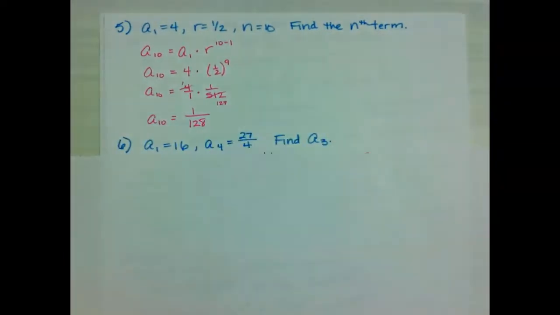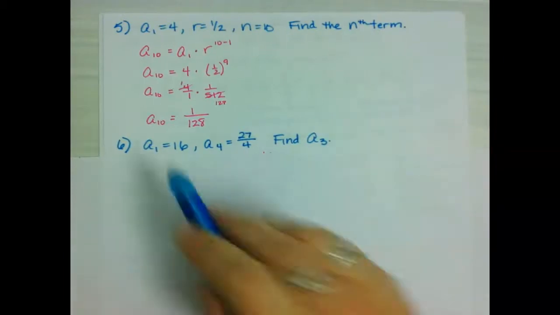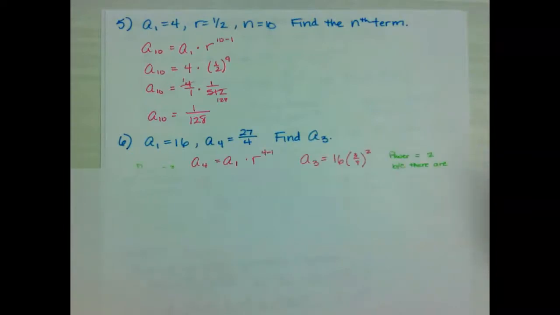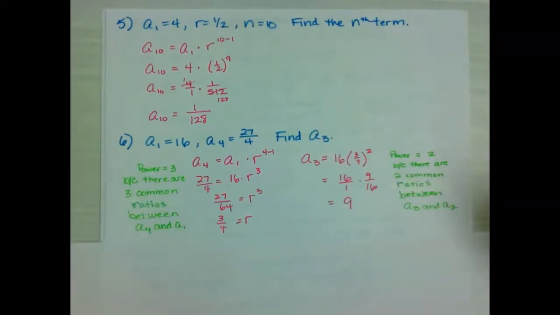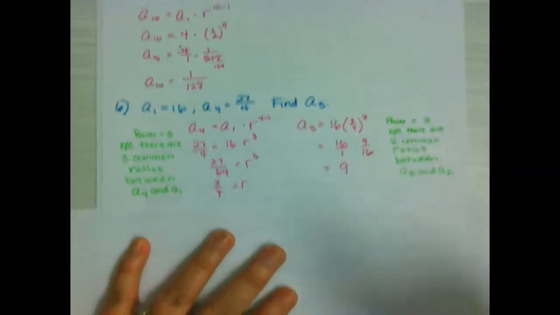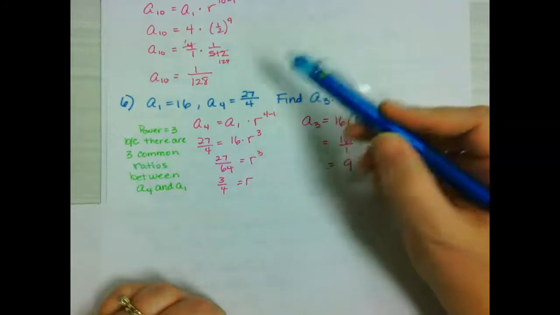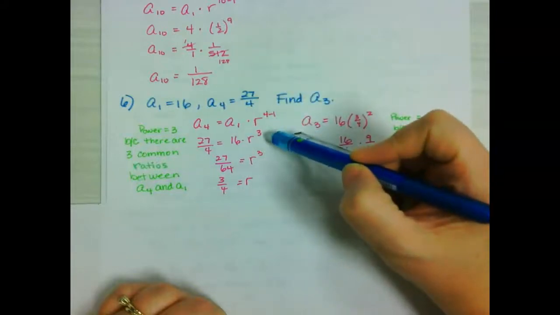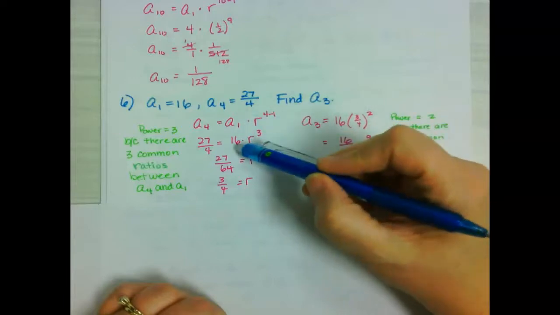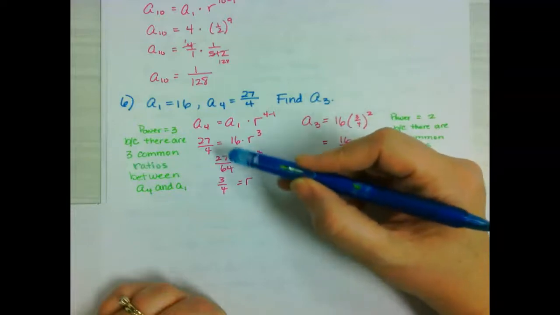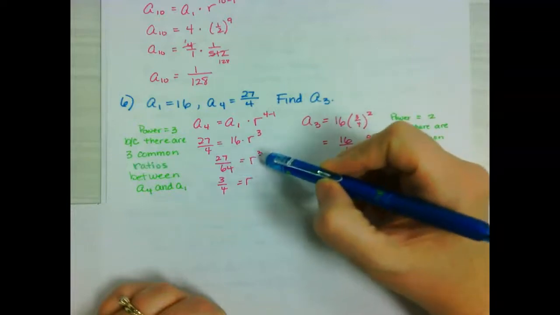All right, 6. A sub 1 is 16, a sub 4 is 27 over 4. And we're trying to find a sub 3. So we're finding a term that's in between these two. What don't I know? Well, you're right, I don't know the common ratio, but I can find it. What I'm going to do to find it is use my models. I'm going to start with a sub 1 and go to a sub 4, that's 3 common ratios, and then to get rid of the 16, I multiply by 1 over 16, and then simplify it. So I get 27 over 64 is what r cubed equals.